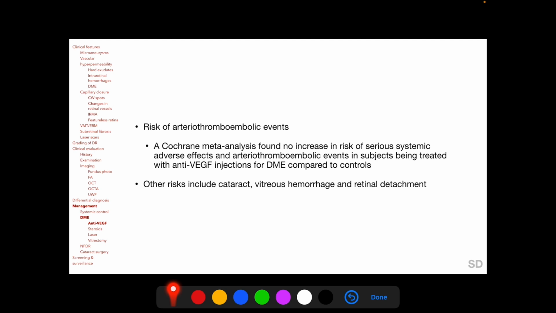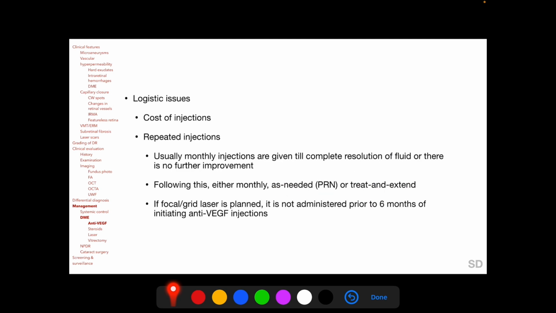Other risks of intravitreal injections include cataract, vitreous hemorrhage, and retinal detachment. Issues with anti-VEGF injections include cost of injections and the need for repeated injections. Usually monthly injections are given till complete resolution of fluid or there is no further improvement, and following this either monthly PRN or treat and extend regimen of anti-VEGF injections are continued.